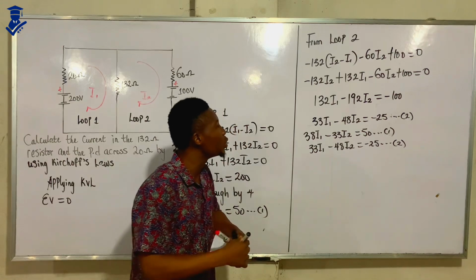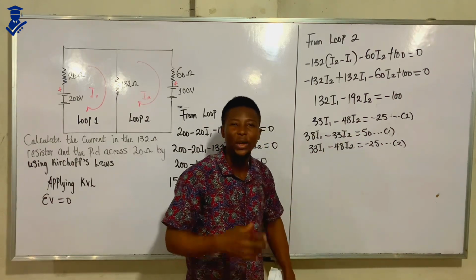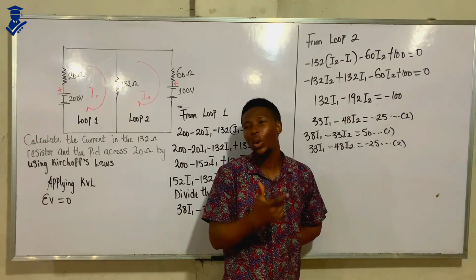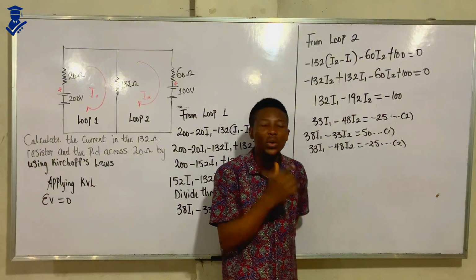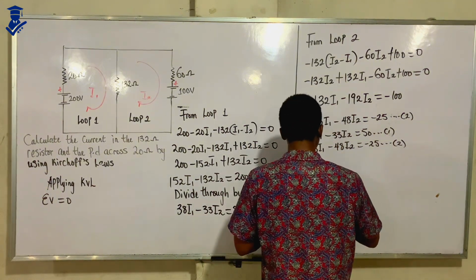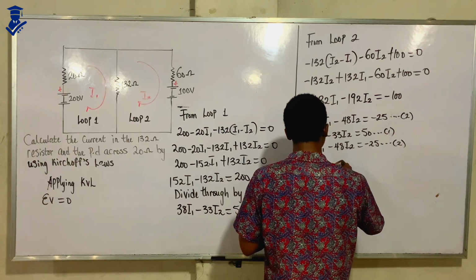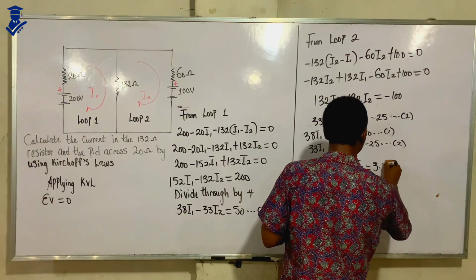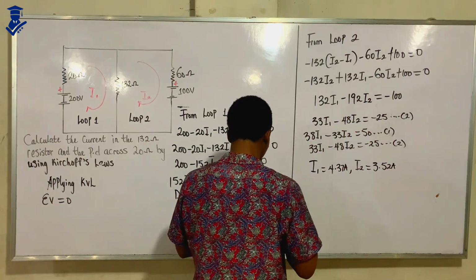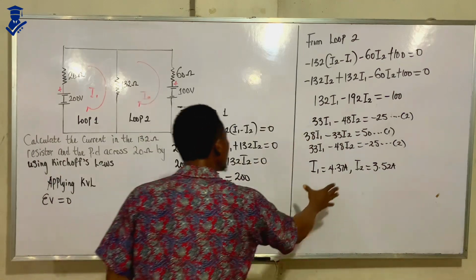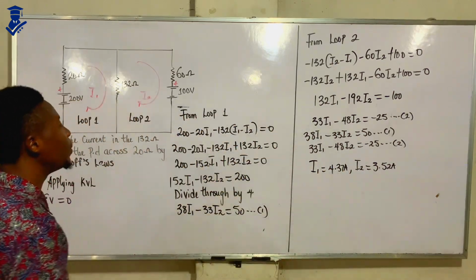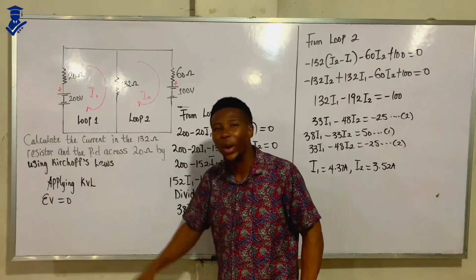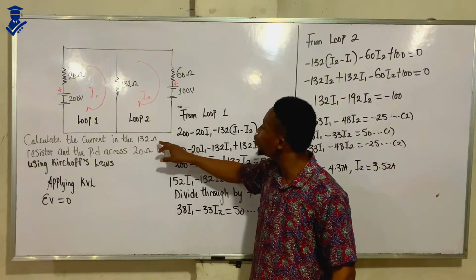Now you have two equations here. You can solve these equations by using Cramer's rule, that's the matrix method, or using the substitution method. When you solve these two simultaneous equations, you are going to get I1 equal to 4.37 ampere, and I2 equal to 3.52 ampere. Now we've gotten I1 and I2, the next thing is to find the solution to the question we are being asked: calculate the current in the 132 ohms resistor.